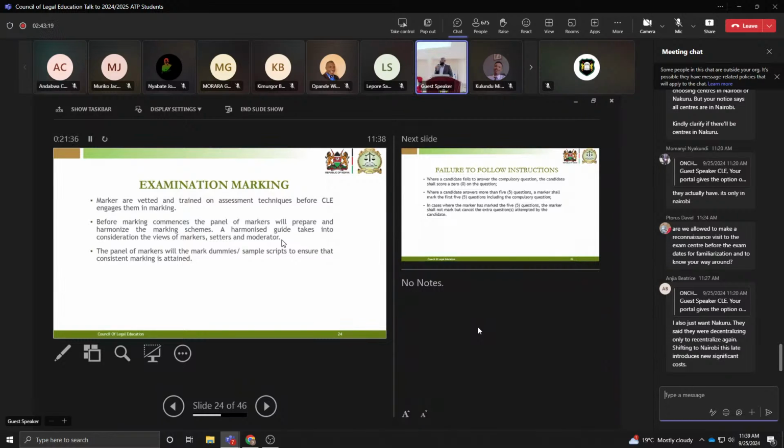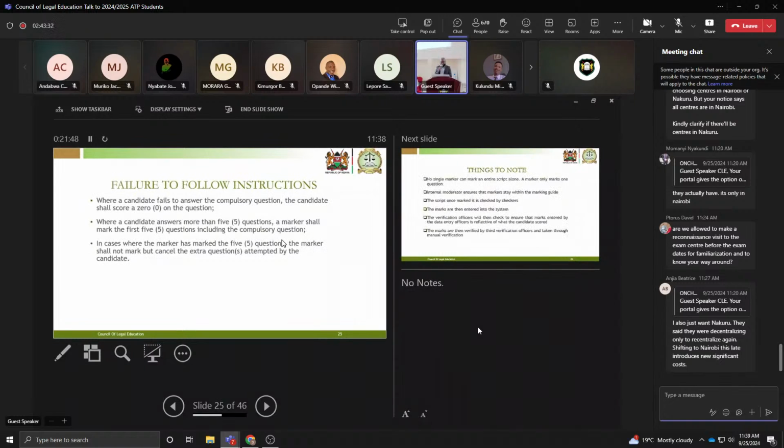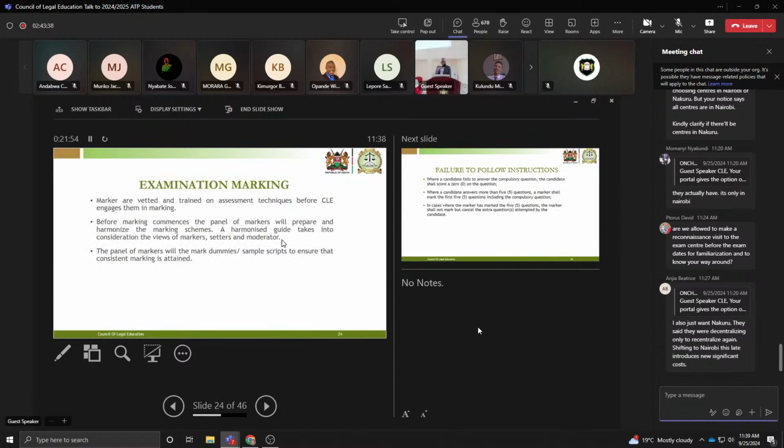So once they have come up with the marking scheme, we will now subject them to a different process. We call that process the dummy marking process. Now, dummy marking, what we do is that we photocopy. We select.